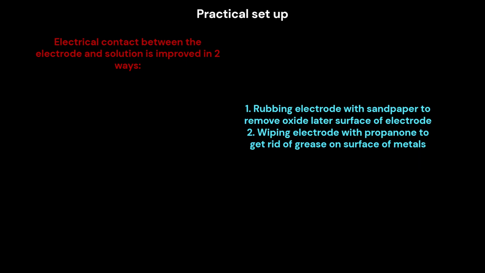Practical setup. Electrical contact between the electrode and solution is improved in two ways. 1. Rubbing the electrode with sandpaper to remove the oxide layer on the surface of the electrode. 2. Wiping the electrode with propanone to get rid of grease on the surface of the metals.